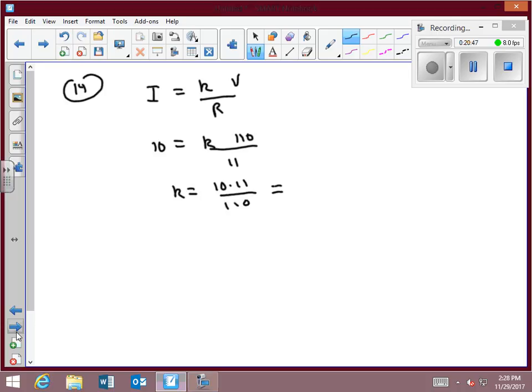What's that? So, no, just think about it. That's 1, isn't it? 10 times 11 is 110. Numerator is 110, denominator. Don't be too quick on the calculator. K is 1. Then it says, find the current, I, constant of proportionality is 1, right? When the voltage is 180 and the resistance is 24.